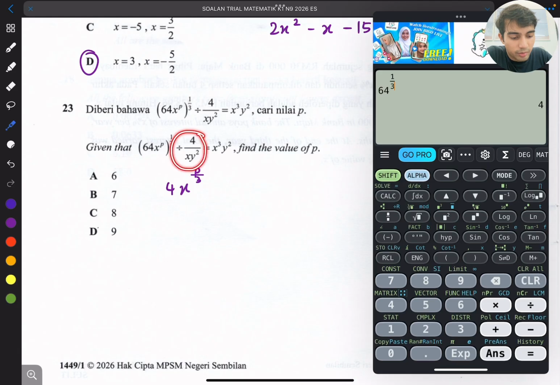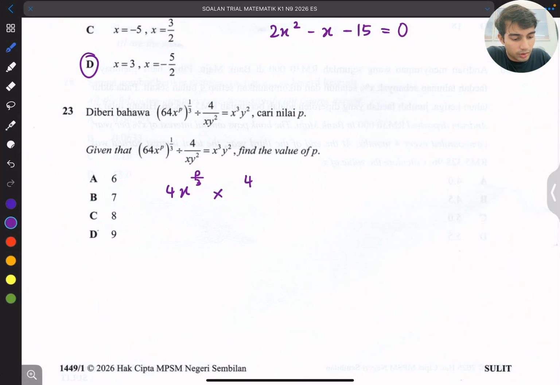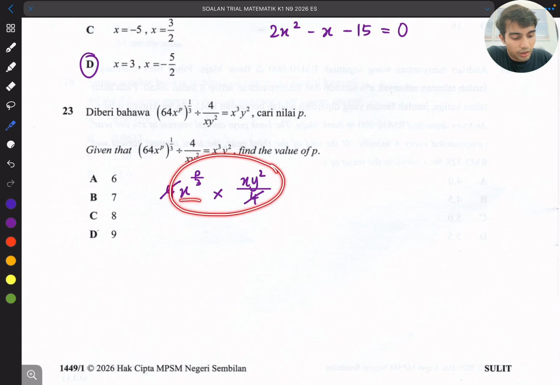And then divide by this. So fractions we cannot divide. We have to change it to times. Then we flip this. So it will become times xy square over 4. Okay. Then we cut this 4's. Then we can simplify this. So when you have times, this is power 1. When you have times, the powers you must plus. So x P/3 plus 1. And then y square is just y square.